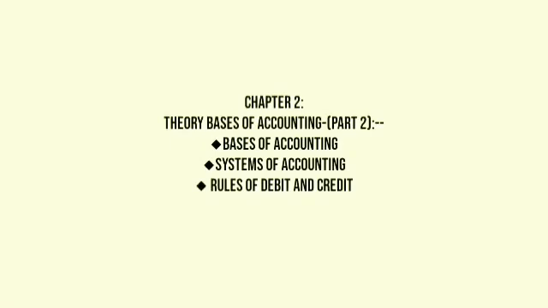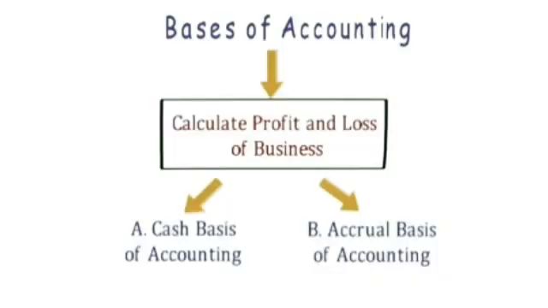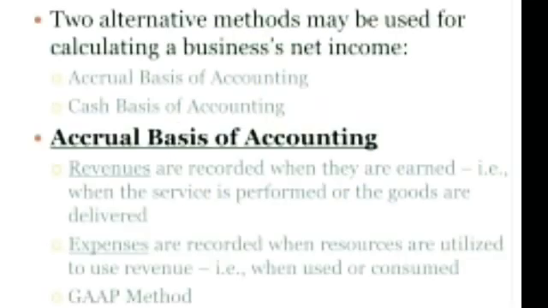In our last lesson, we studied theory basis of accounting part 1, and this lesson belongs to part 2. Here we will learn about the basis of accounting, the system of accounting, and the rules of debit and credit, as we have learned in the last lesson about accounting concepts and conventions. The main objective of accounting is to calculate the profit or loss of the business, and accounting can be classified into two bases, that is cash basis of accounting and accrual basis of accounting.